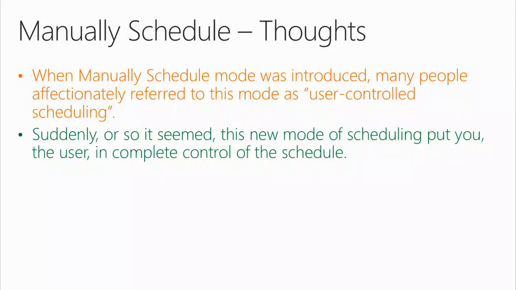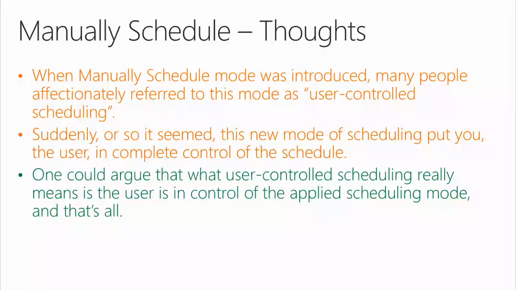Suddenly, or so it seemed, this new mode of scheduling put the user, put you, the user, in complete control of the schedule. One could argue that what user-controlled scheduling really means is you have control over the applied scheduling mode, and that's it. You can choose auto-schedule or manually scheduled, but on some summary task, depending on actions you take, project will take over and apply the other one. There's a lot to understand.